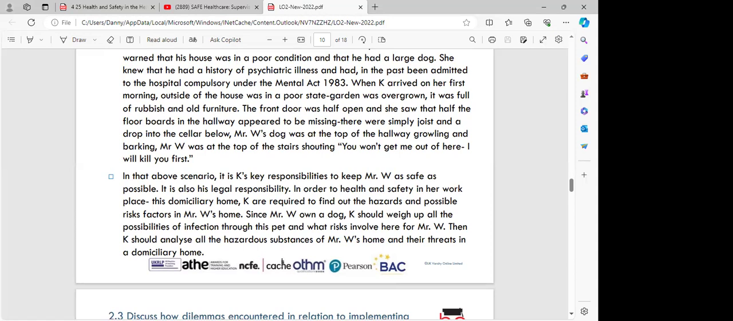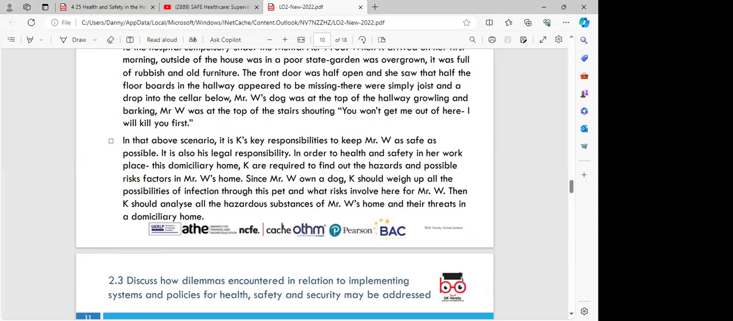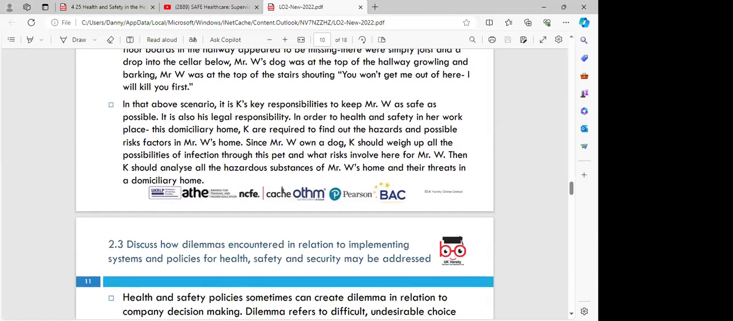Mr. W's dog was at the top of the hallway growling and barking. Mr. W was at the top of the stairs shouting, "You won't get me out of here. I will kill you first." Okay? All right. In that scenario, it is Kay's responsibility to keep Mr. W as safe as possible.